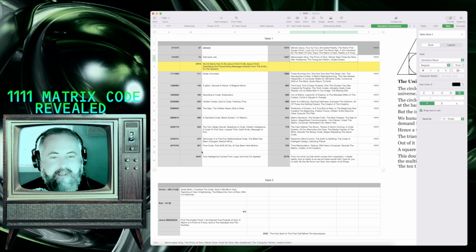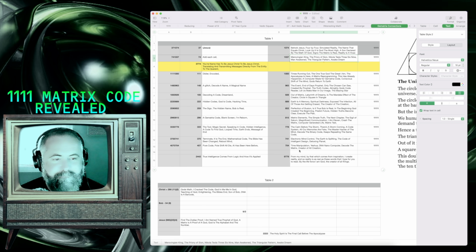Interesting. Okay. So before the split, we get 407, which gives us pure code. Again, that's what we're talking about here, codes. Pull, shift, all, die. That's scary. And then AI has been here before. Now, my brother has brought up this idea, which I'm really taking to, that all of this could be AI driven. The whole simulation. So we think that we're just discovering AI. But what if it's been here all along?